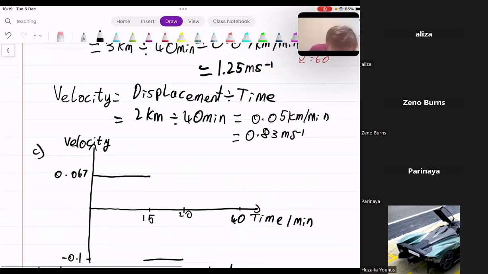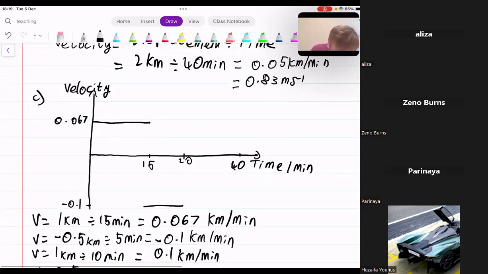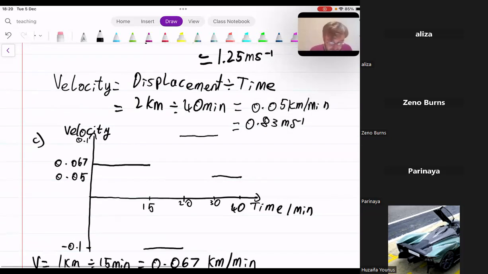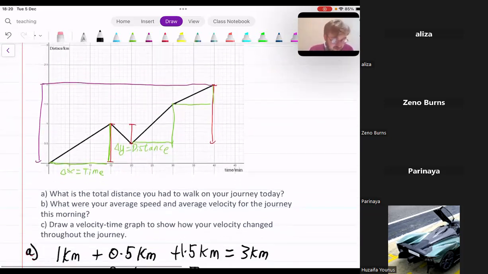And then the next two sections, so we were at plus 0.1 kilometers per minute between 20 minutes and 30 minutes. And then finally, we dropped down to 0.05 kilometers per minute for the last 10 minutes. So we see that the velocity time graph just ends up being the gradient of each section of the distance time graph.